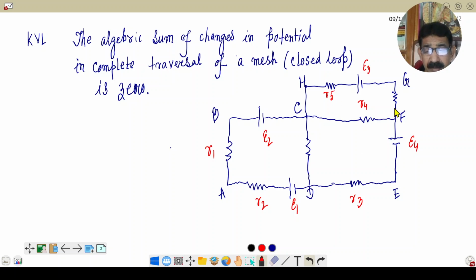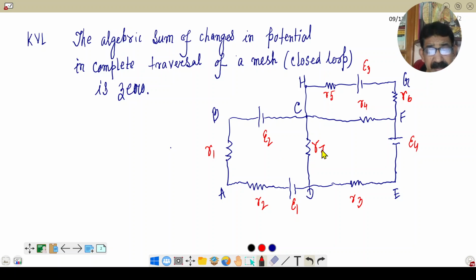So in this complex circuit, there are 6 resistances and 4 cells. R6 is joined. There is another resistance, R7. So there are 7 resistances and 4 cells linked with one another to form a complex circuit.